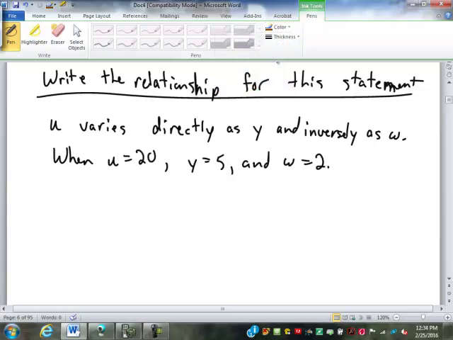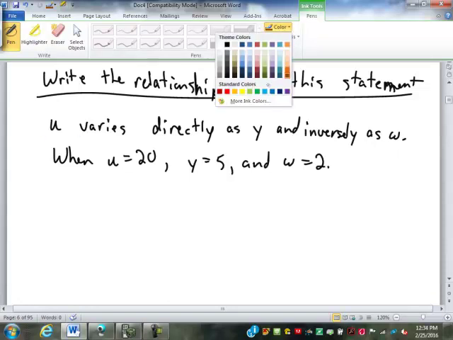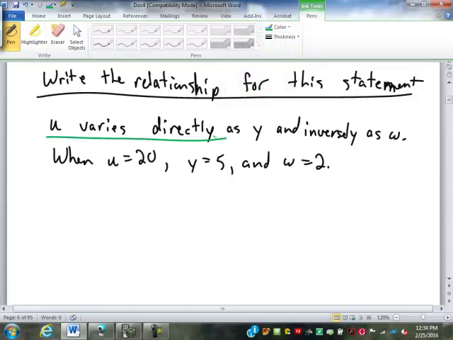Okay, so for a problem like this, where do you start? Well, it says u varies, so u equals k. Directly is y, so it's k times y, and inversely is w, so k times y over w. Now that's the beginning of the relationship, but not the whole relationship. That's the generic formula, but we can define the relationship further because they gave us more information.